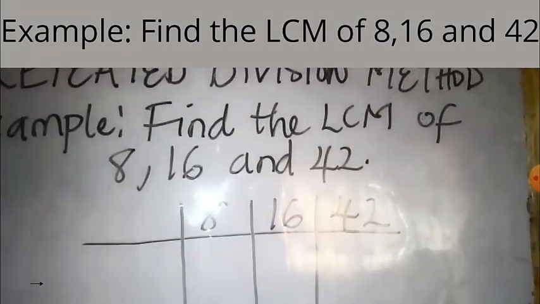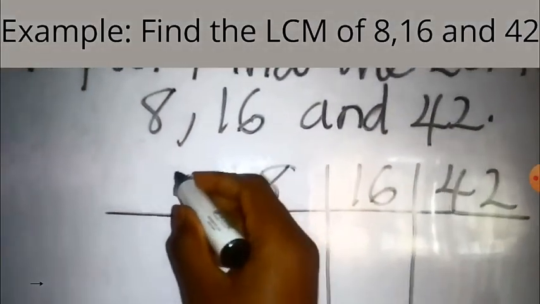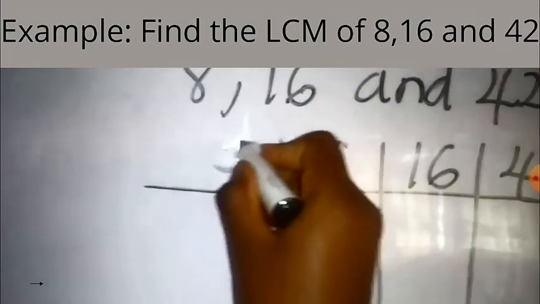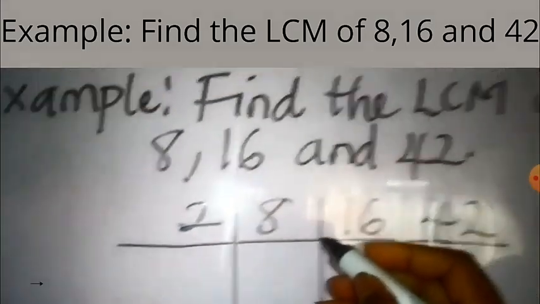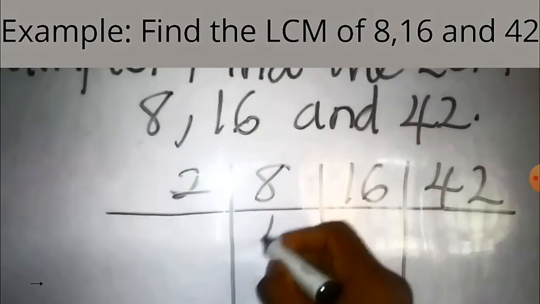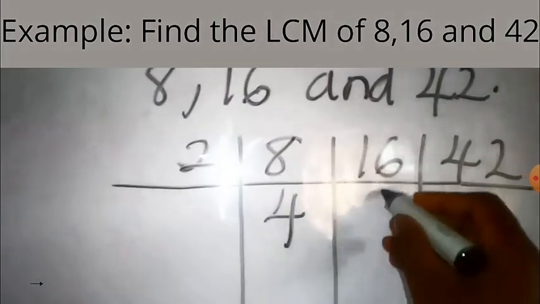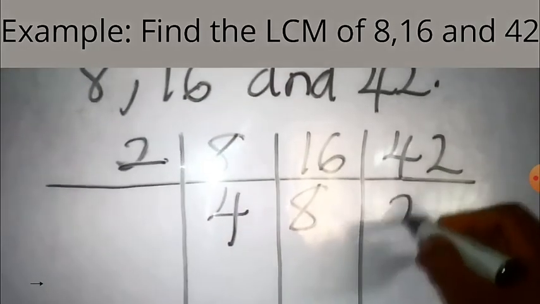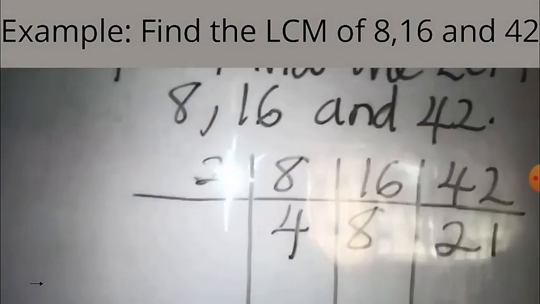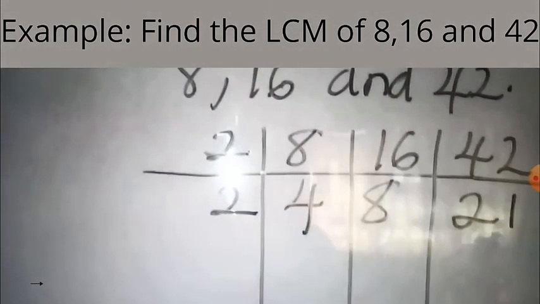Now 2 is the smallest prime number that can go into this number. So we have 2 goes into 8, 4 times, 2 goes into 16 8 times, 2 goes into 42 21 times. Now the next smallest prime number that can go is 2 again.